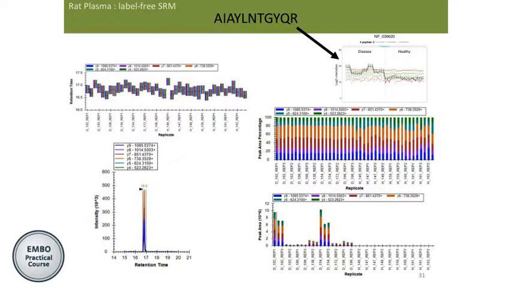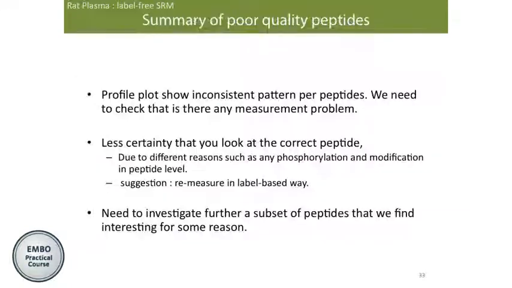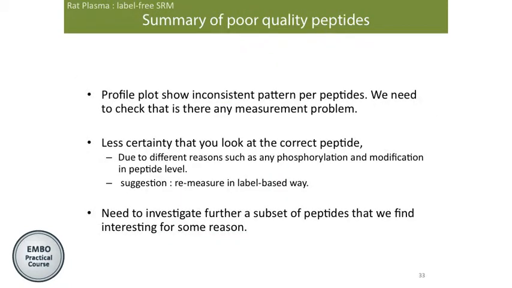Probably something happens at the peptide level, but MSstats does not account for what's going on here. In these cases, if you choose a different peptide, you get quite different log fold changes. So you need to be aware of these issues. In these cases, if this is a label-free experiment, probably you can use a label-based one. Probably these peptides have some problem, or something like phosphorylation or another modification happens.